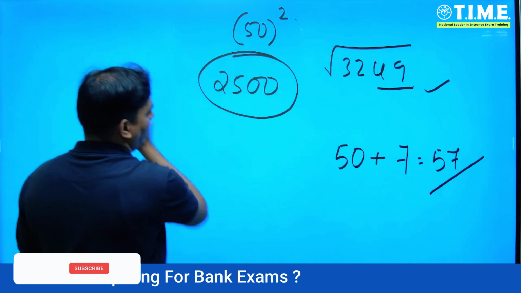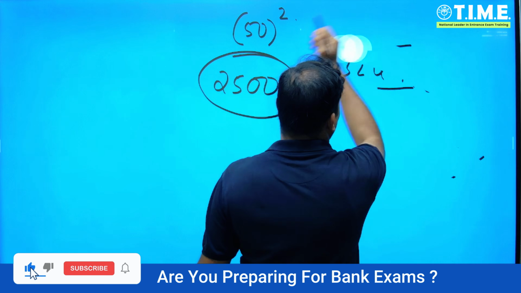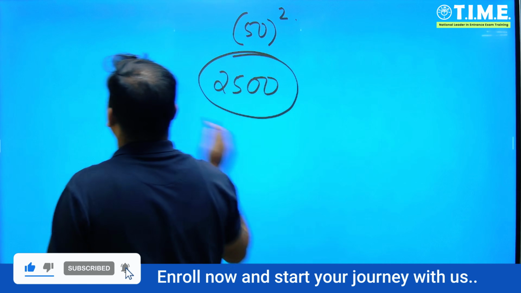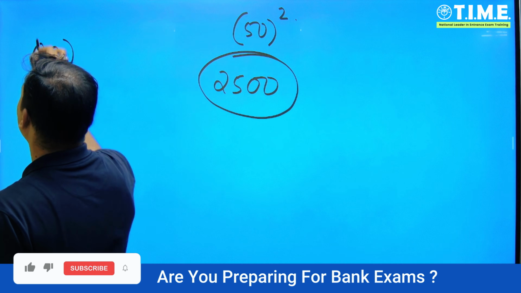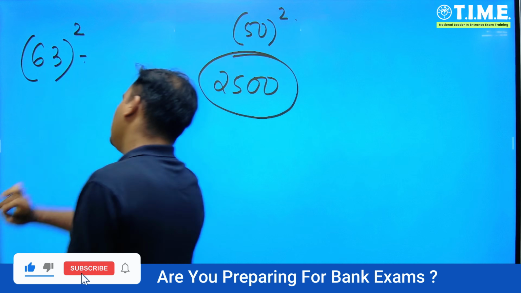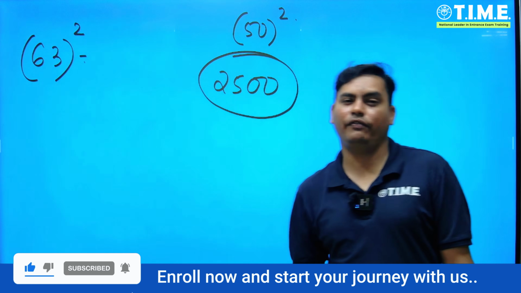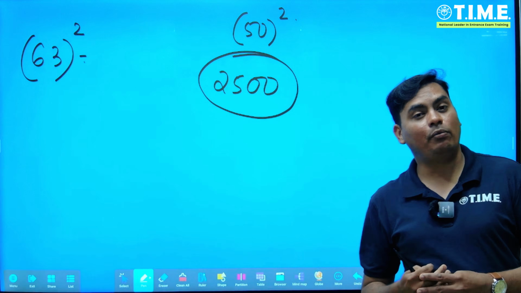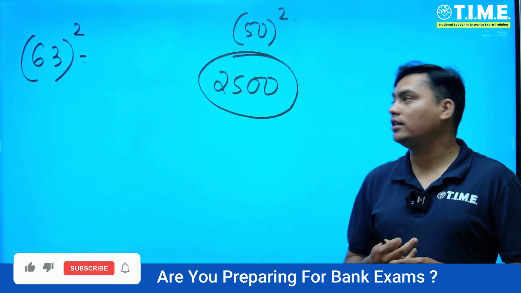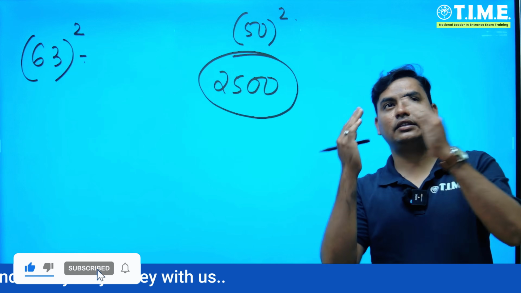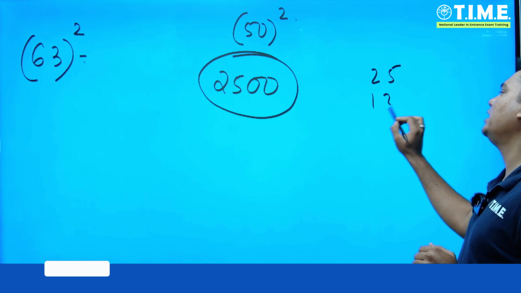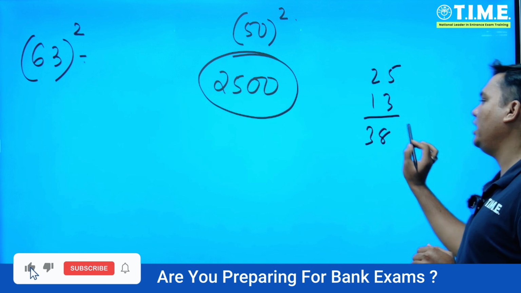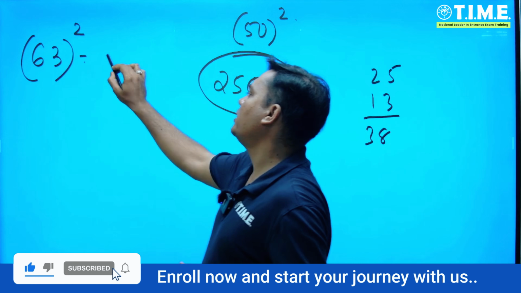Okay. Now the last number will wind up the session. Let's go with 63 square. 63 is more than 50, obviously. By how much? That is 13. So 25 plus 13 is 38. We'll write 38.